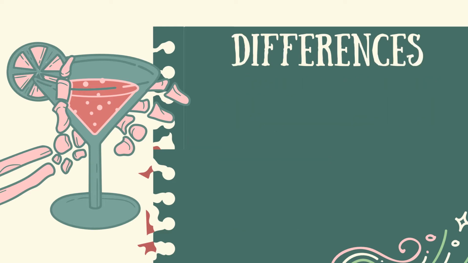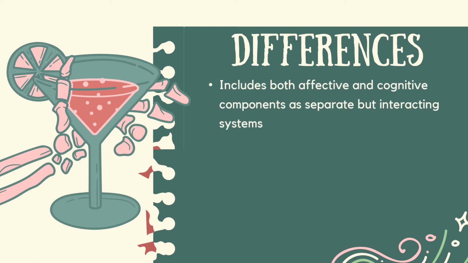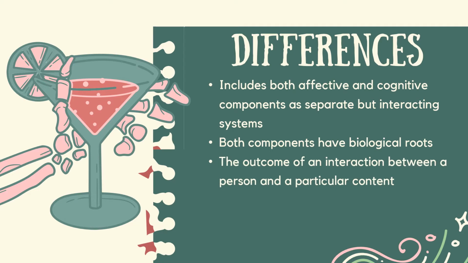Hidi and Renninger tell us that interest can be distinguished from other motivational variables in three ways. Interest includes both affective and cognitive components as separate but interacting systems. Both the affective and cognitive components of interest have biological roots. And interest is the outcome of an interaction between a person and a particular content.